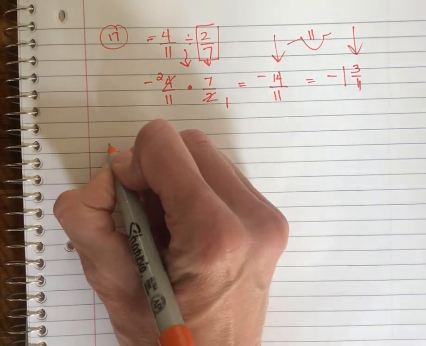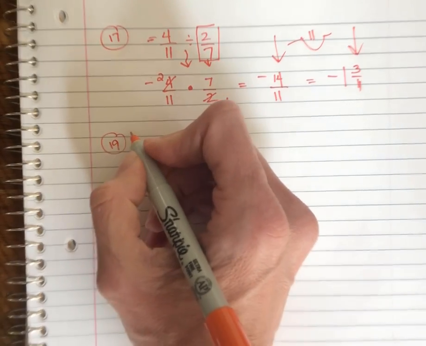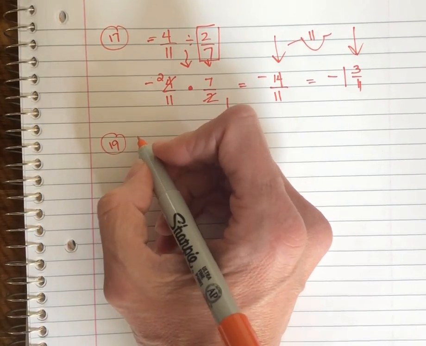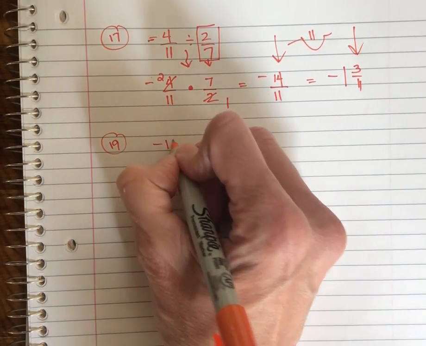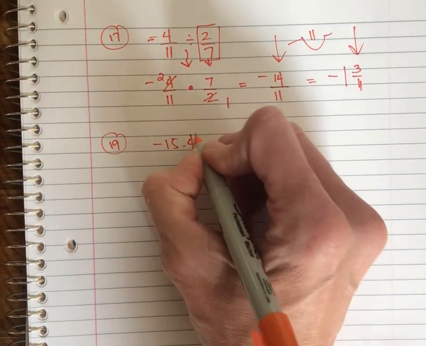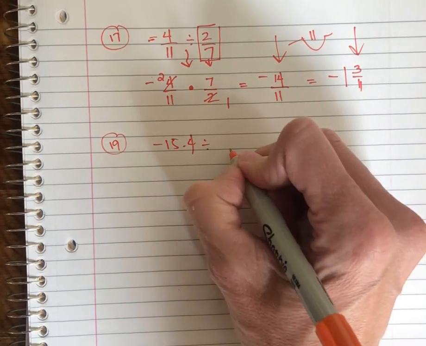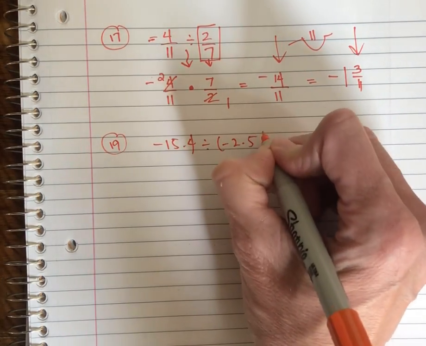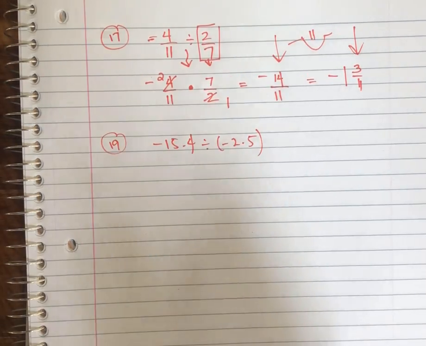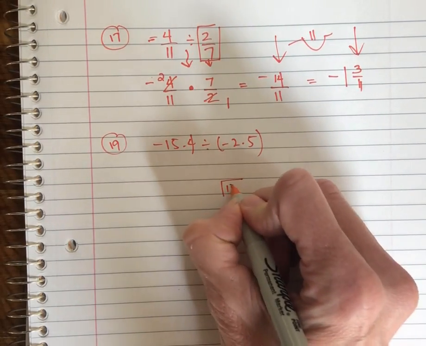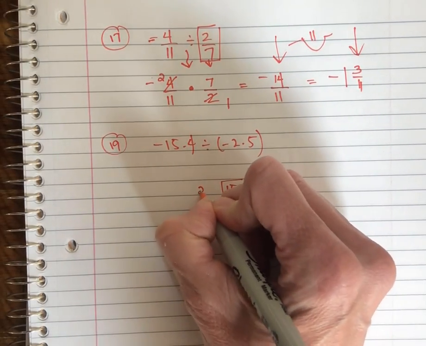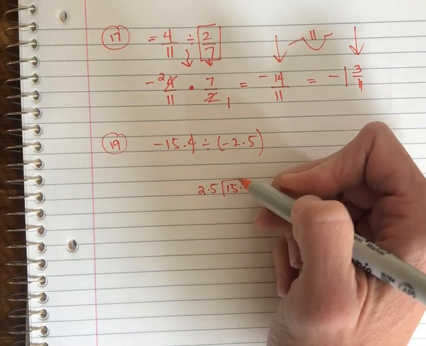Okay, number 19. Now we're going to divide with decimals. So negative 15 4/10 divided by negative 2 5/10 or negative 2 1/2. So the first number becomes our dividend. So 15.4 is being divided by 2.5.